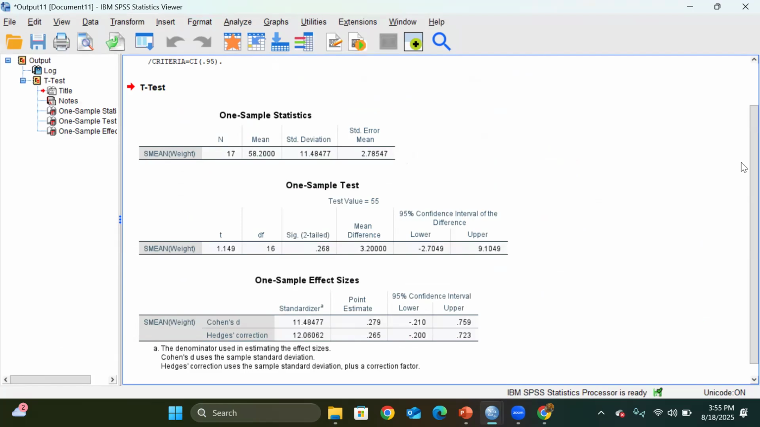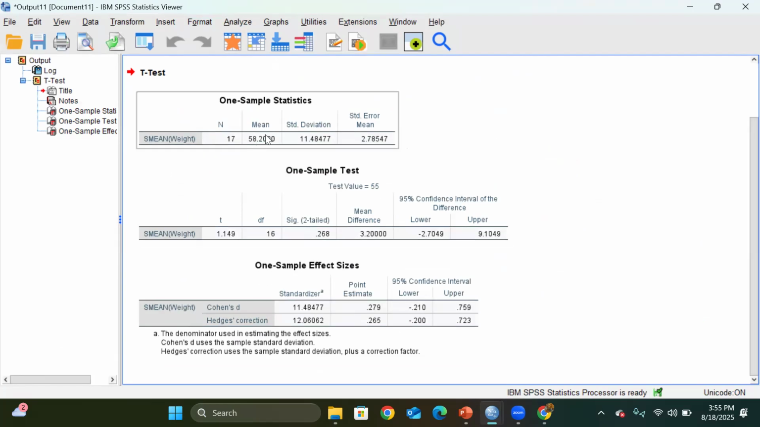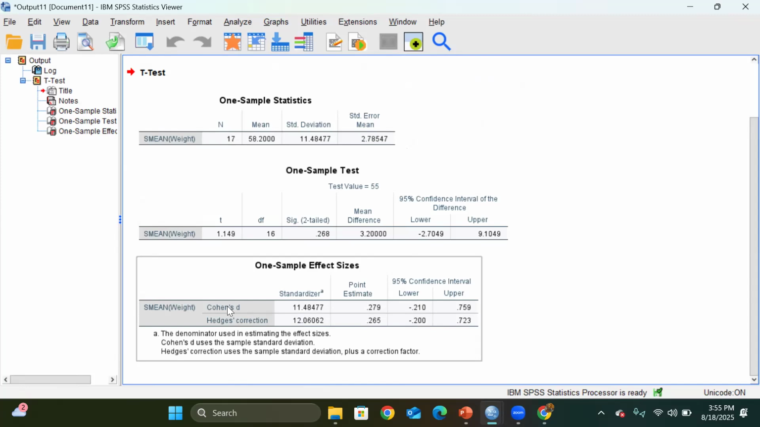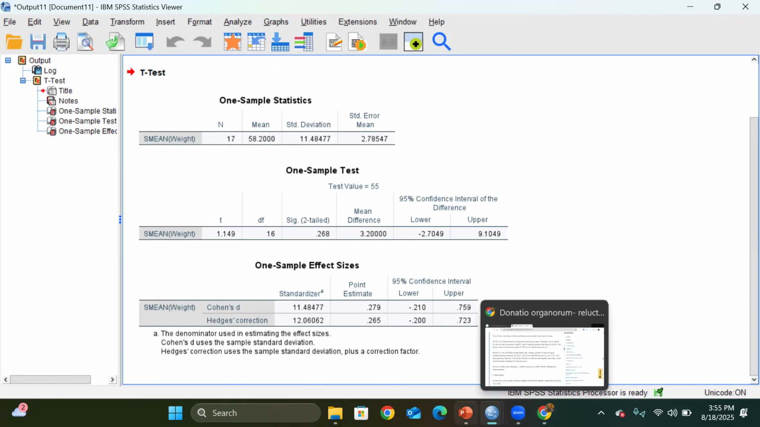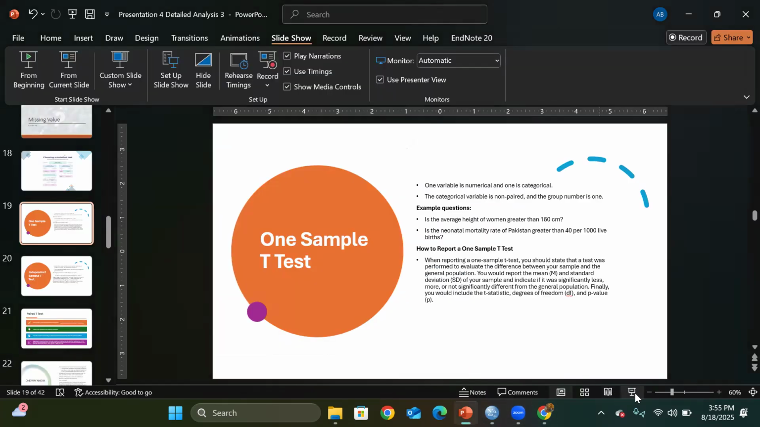So now it's showing me that your mean weight is 58. According to the one sample t-test, it has come out not significant. What would be significant? It would be significant if it is less than 0.05. If it is less than 0.05, we would have said that there is a statistically significant difference between the weight of our females and the weight of the females of the general population. But it is not significant, so we can say that the weight of our females is not different from the weight of the females of Pakistan.